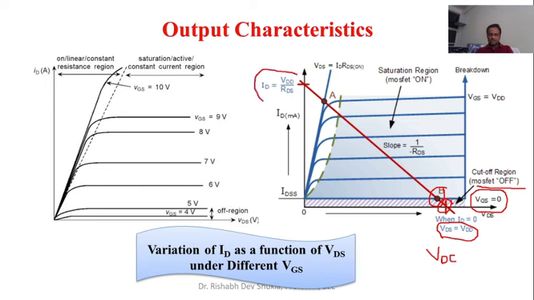How is this ID controlled when the MOSFET is on? It is controlled by IDS and the drain to source resistance or load resistance. Ideally, when the MOSFET is conducting, our VDS should be 0. In the ideal case, ID should be VDD upon RDS, this current will flow. But practically our switch is working here. That means when the MOSFET is conducting, there should be some kind of voltage across it. And this red line is the set or locus of operating points. It is also called a DC load line, the set of operating points of this MOSFET.